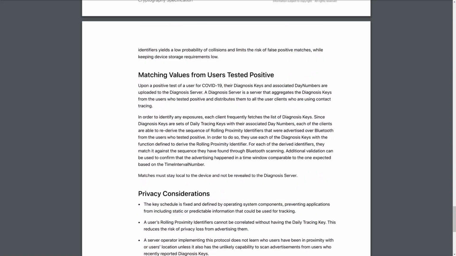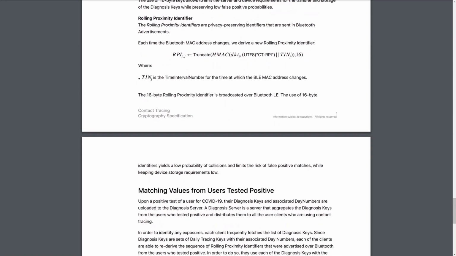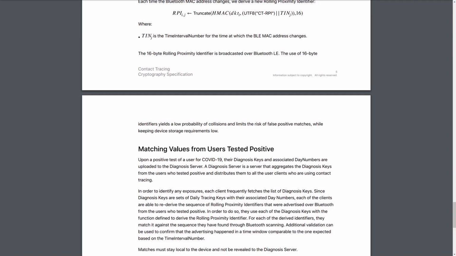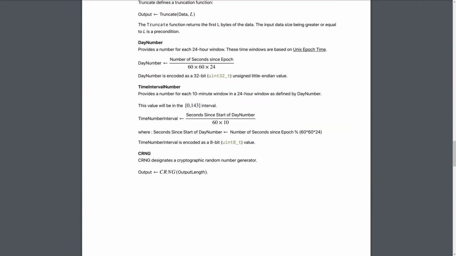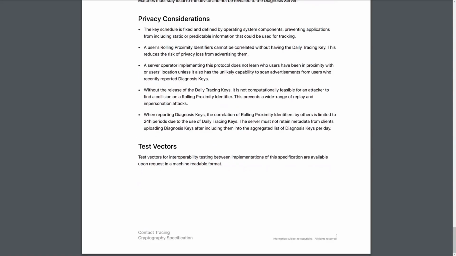What this really means is that you will receive the daily tracing key for everyone who has been diagnosed, and they also have their associated day numbers with them. Therefore, we are able to derive the time interval number throughout the entire day using the algorithm for time interval number. Now let's look at the privacy considerations.